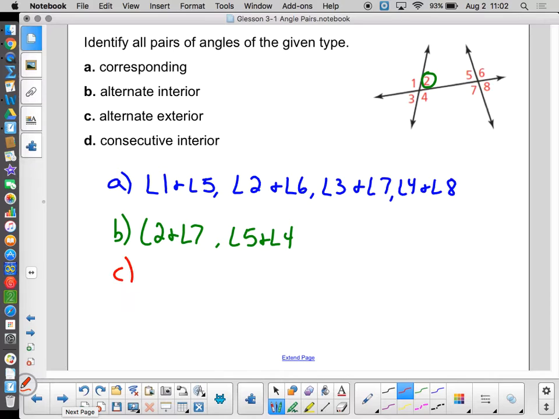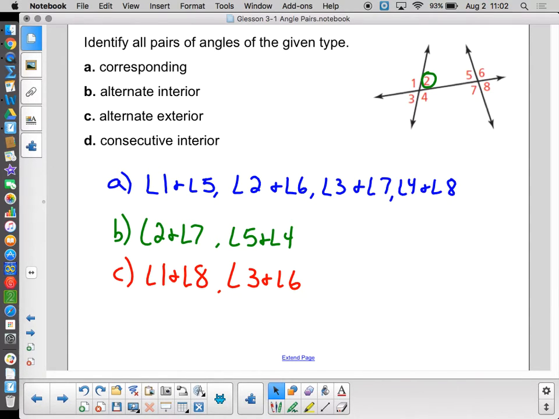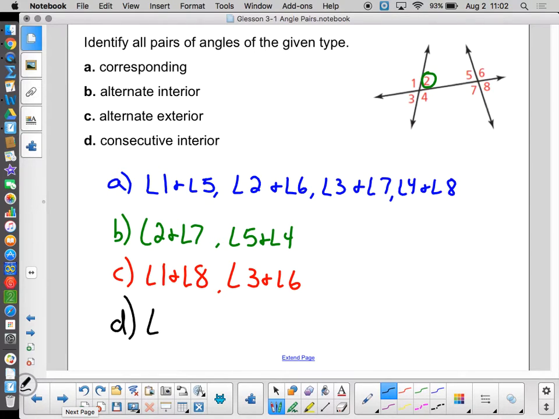Alternate exterior, same basic criteria, angle 1 and angle 8, angle 3 and angle 6 in this picture. And finally, consecutive interiors are 2 and 5, and 4 and 7.